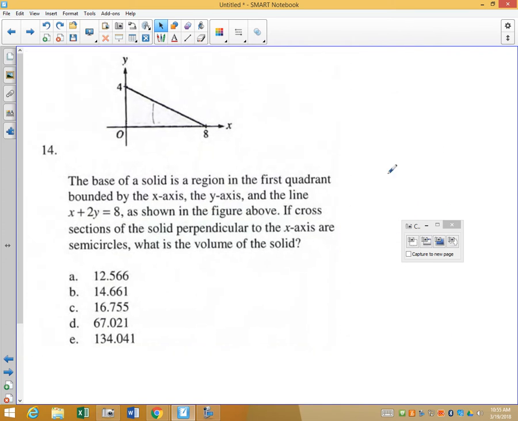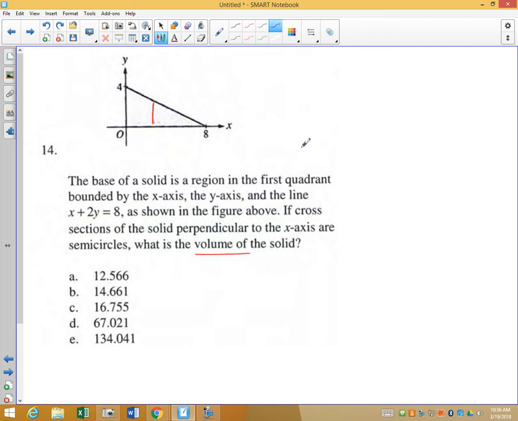Okay, so we have this region. That's the line, x plus 2y equals 8. Cross sections perpendicular to the x-axis. So we're cutting it here, perpendicular to the x. What does that mean? It's a dx problem. We are doing volume, and I always go through those same questions.